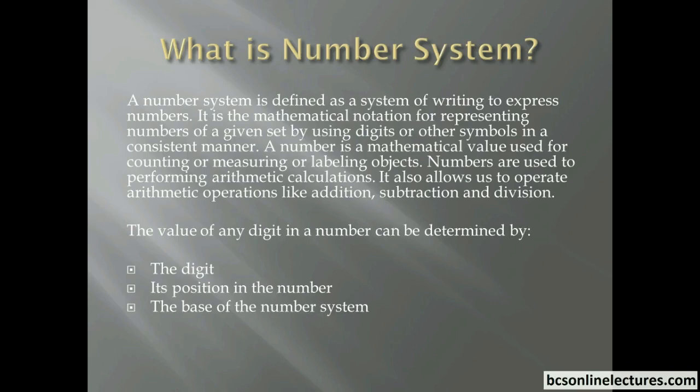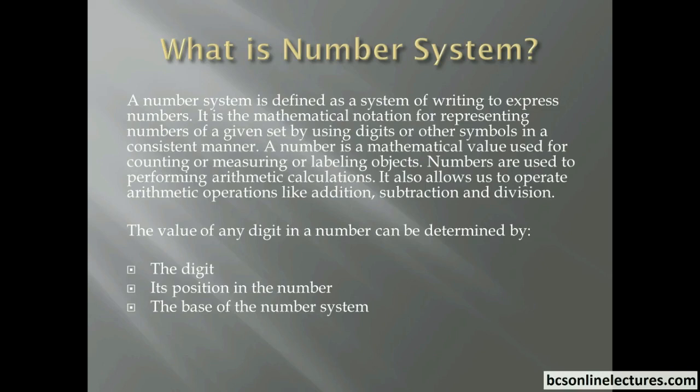A number is a mathematical value used for counting, measuring, or labeling objects. Why do we use numbers? To express value, to count, to write down. Numbers are also used to perform arithmetic calculations. Without a number system, how can we do additions, multiplications, subtractions, divisions? We need a number system to do these things. When we have a number system, addition is easy. We can add two numbers and get another value.